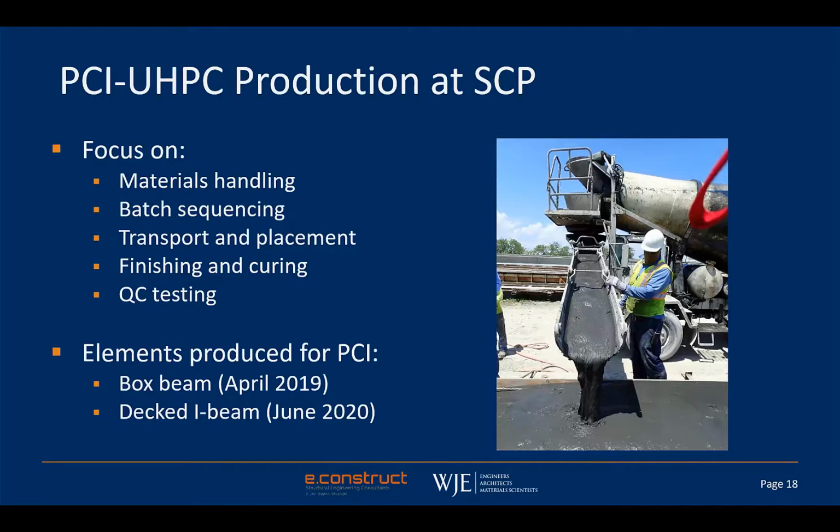So as part of the PCI project, Standard has produced 2 long span test pieces, a box beam that was actually part of phase 1, so that happened back in 2019, and then a decked I-beam, which has been part of phase 2, that has just happened this summer. I guess it's also worth mentioning that they've done a few additional types of pours. They've produced some hollow octagonal piles, as well as some other work for FDOT.